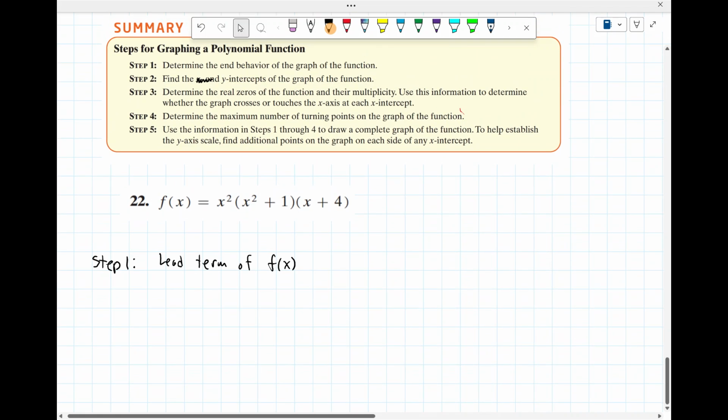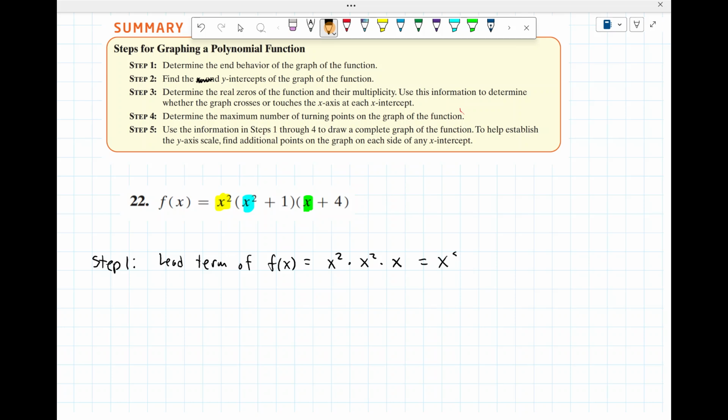And the way I do this is, again, I take the lead term of every factor separately. So I'm going to highlight all the lead terms in all three factors. And in this case, there aren't really any exponents on the parentheses, but if there were, I would raise each one of these lead terms to that exponent. But I don't need to worry about that here. So I know that this will be equal to x squared times x, which is x to the fifth.